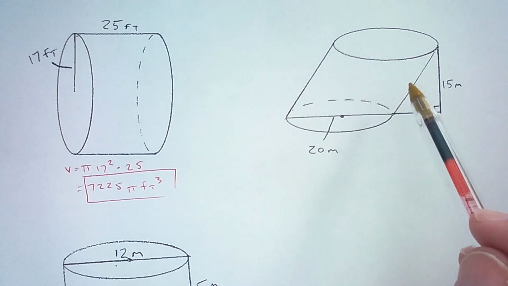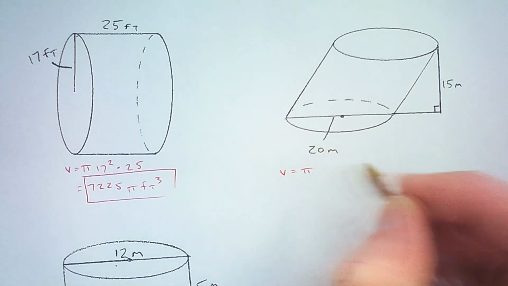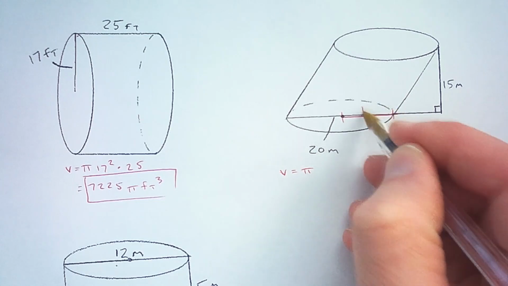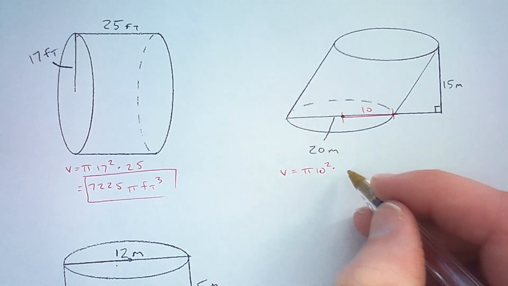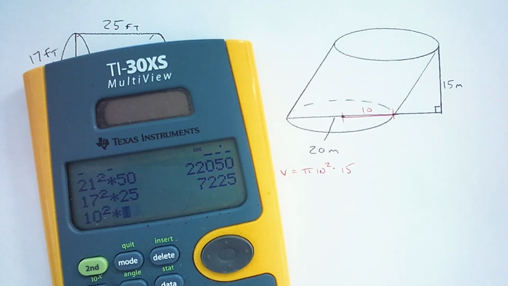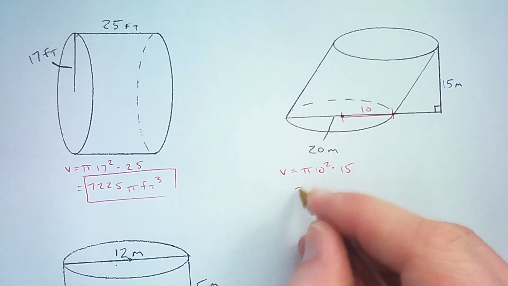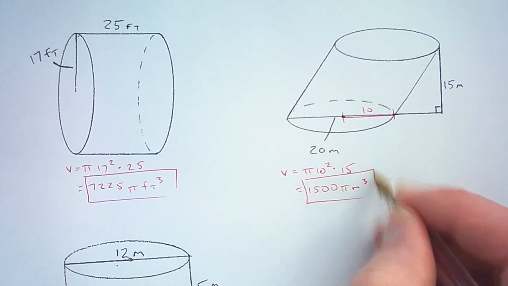Our next cylinder is oblique, so it's not just tipped over, it is slanted. According to Cavalieri's principle, we can use exactly the same formula for volume. So volume equals pi times the radius. Now the radius is 10, so 10 squared times the height, which is 15. We could probably do this one in our head. 10 squared is 100 times 15 is 1500. So we have a volume of 1500 pi meters cubed.